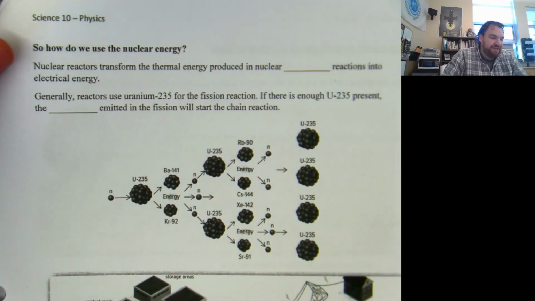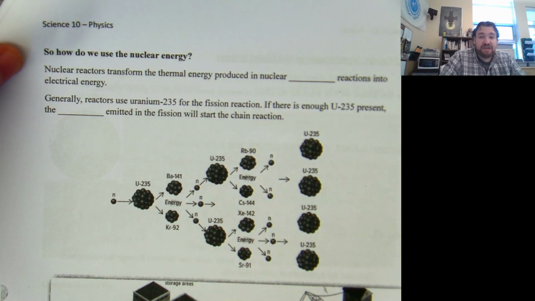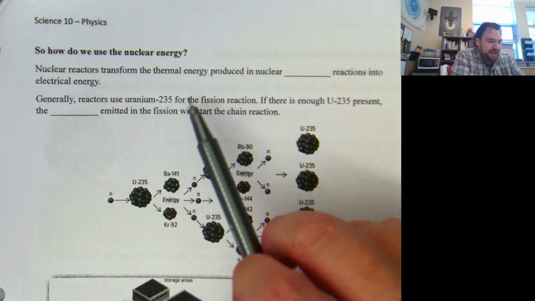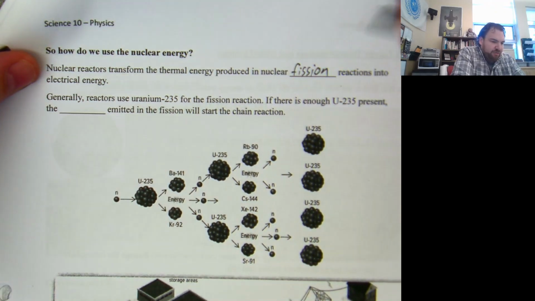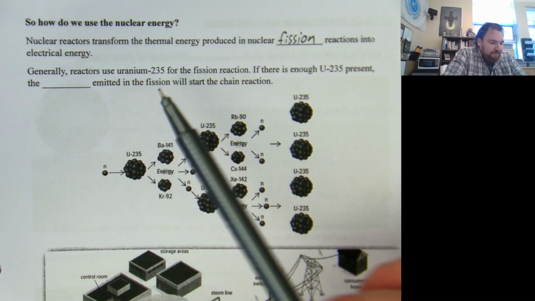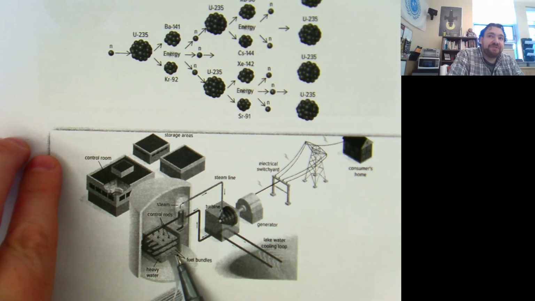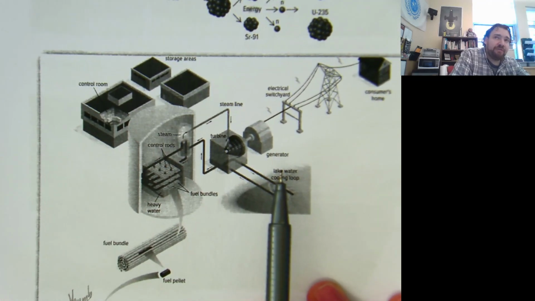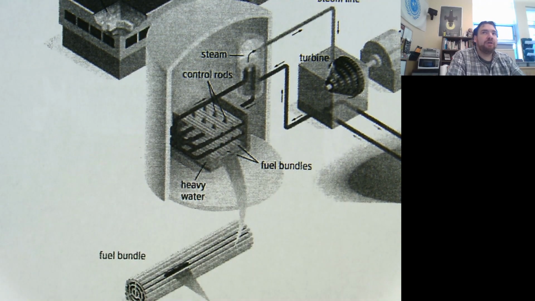Okay, so Himparis, here it is. Nuclear reactors transform, here's how we use this, because in fission, there's a ton of thermal energy created in a nuclear fission reaction, into electrical energy. What we do is, take a look at what's going on here. We have these fuel bundles in this picture down here. And these fuel bundles are the uranium.